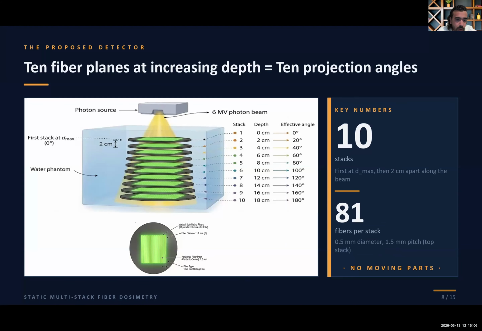I have tried to zoom into the first stack. This stack has 81 fibers, and the fiber pitch is around 1.5 mm. You can see each stack is placed at a different angle. The first stack is placed at 0 degrees, the second at 20, the third at 40, and similarly the last stack is at 180 degrees. Also, you can see the depth, which is 0, 2 centimeters, and so on until 18 centimeters at the bottom. The first stack is placed at Dmax.